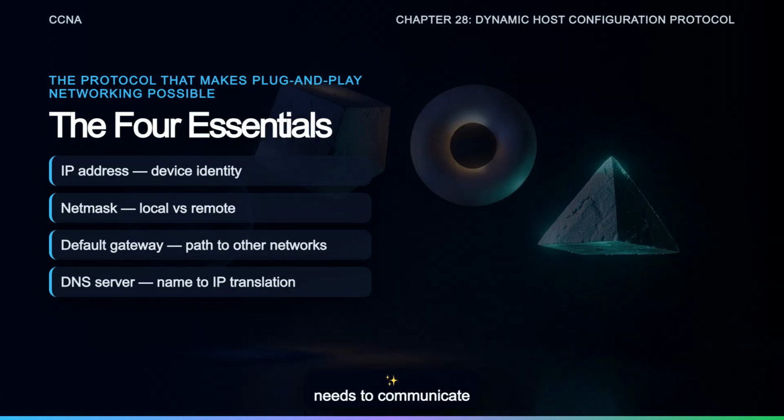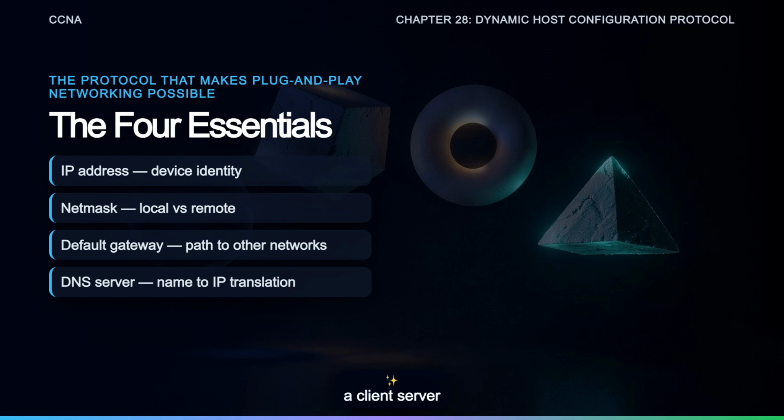Every device that needs to communicate over a network requires 4 things at minimum: an IP address, which is the device's identity on the network; a net mask, which tells the device which addresses are on its local network and which are not; a default gateway, which is the router the device sends traffic to when the destination isn't local; and a DNS server address, which translates domain names into IP addresses. DHCP delivers all 4 automatically.